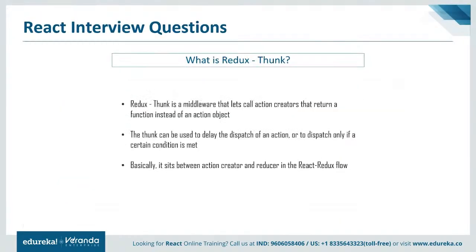And the next question in React Redux is, what is Redux Thunk? So Redux Thunk is a middleware that lets you call action creators that return a function instead of an action object. That function receives the store's dispatch method, which is then used to dispatch regular synchronous actions inside the body of the function once the asynchronous operations have completed. And the thunk can be used to delay the dispatch of an action or to dispatch only if a certain condition is met. And basically it sits between action creator and reducer in the React Redux flow.